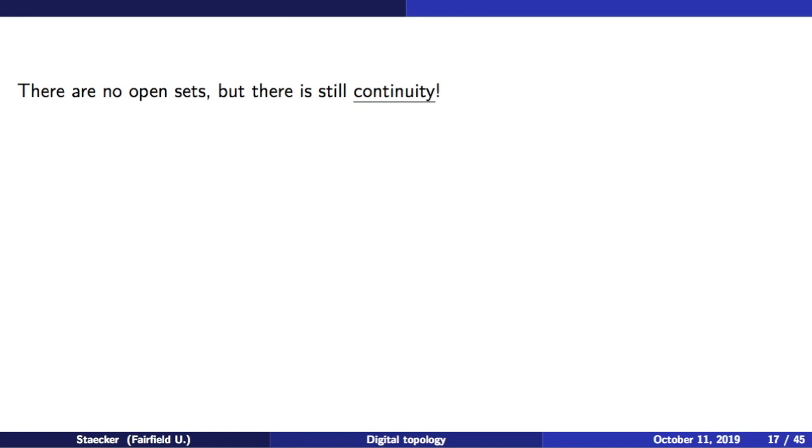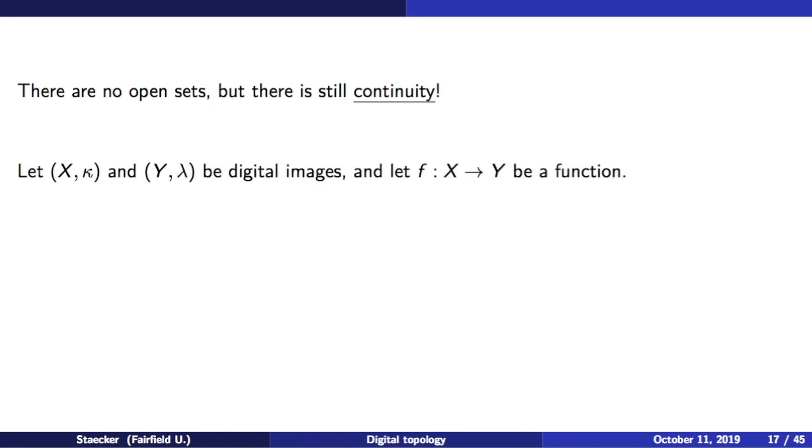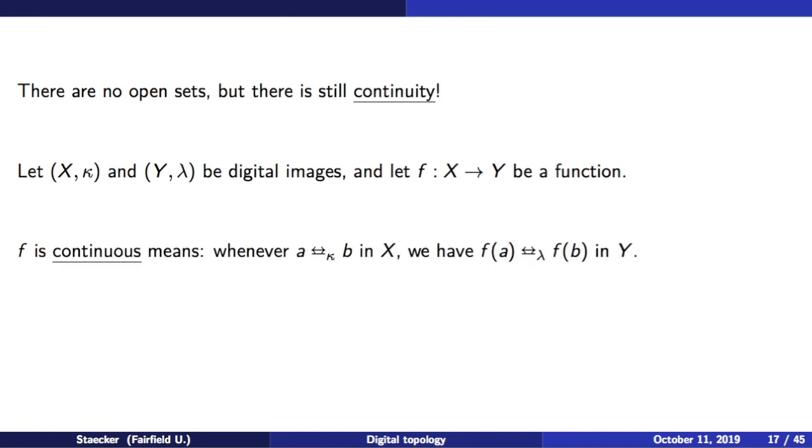No open sets, but you can still talk about continuity of a function, and this is a basic thing that we need if we're going to do topology. So this is the definition of a function being continuous. If you have a function from X to Y, these are 2 different digital images. Continuous means whenever A is adjacent to B in the domain, then when you apply the function, you get points which are adjacent in the codomain, in the image. All right. So if that's true, then it's called continuous.